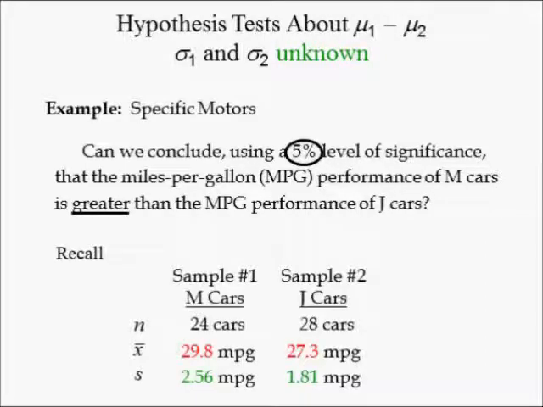Recall, N1 is 24 cars, N2 is 28 cars, X bar 1 is 29.8 miles per gallon, X bar 2 is 27.3 miles per gallon, S1 is 2.56 miles per gallon, and S2 is 1.81 miles per gallon.